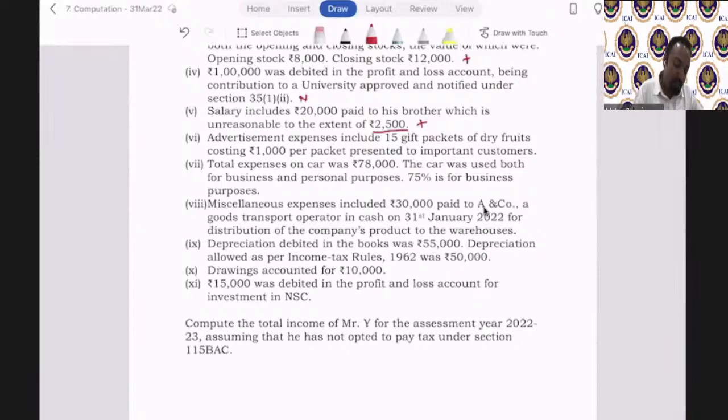Advertisement expense includes 15 gift packets of dry fruits costing rupees 1,000 per packet presented to important customers. So what happens here? Typically we are saying whatever is given was advertisement. Whether you can incur advertisement expenditure by giving gifts to customers, you are very well allowed. No one says advertisement expenditure in kind, that is, whatever you have gifted to a customer, is not allowed. So you only have to write a note saying it is an eligible expenditure.